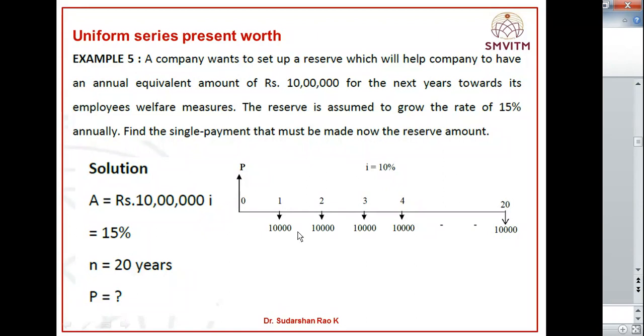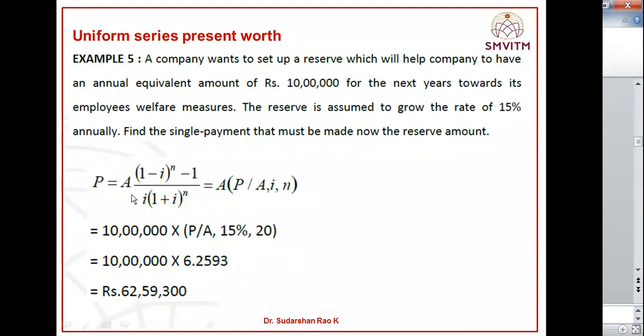They need 10 lakh rupees every year for the next 20 years. That is, the company wants to get 10 lakh rupees every year for 20 years. How much do they have to deposit in order to get 10 lakh rupees every year? What is the value of P at 15% interest rate? 10 lakh rupees is A, the interest rate is 15% and the number of years is 20.